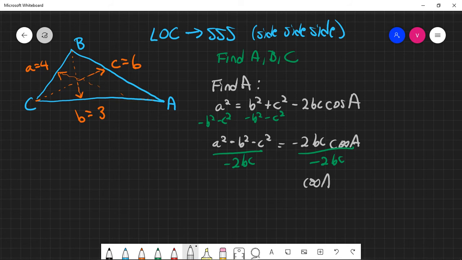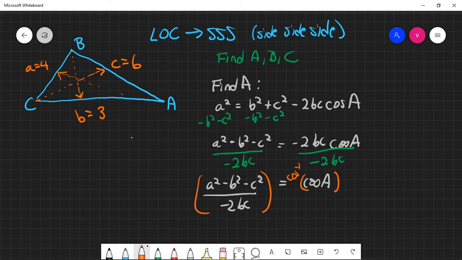Okay, so you're going to get the cosine of A is equal to a squared minus b squared minus c squared all over negative 2bc. And guess what? Again, to get to the angle there, you're going to have to do cosine inverse of all of that thing there. So make sure this is all together as 1 before you divide it by negative 2bc. Okay.